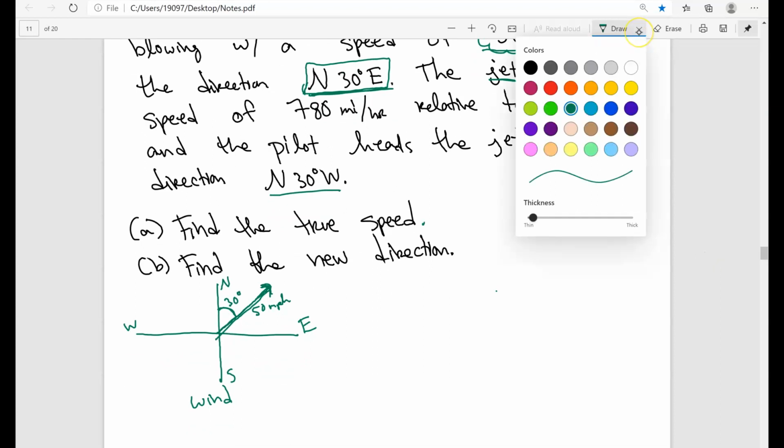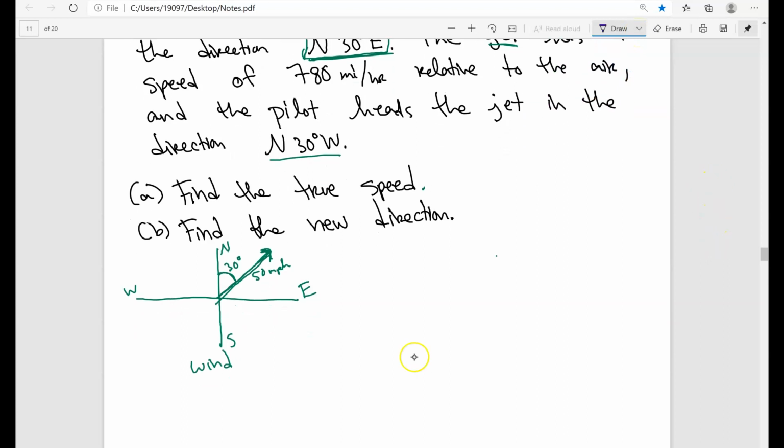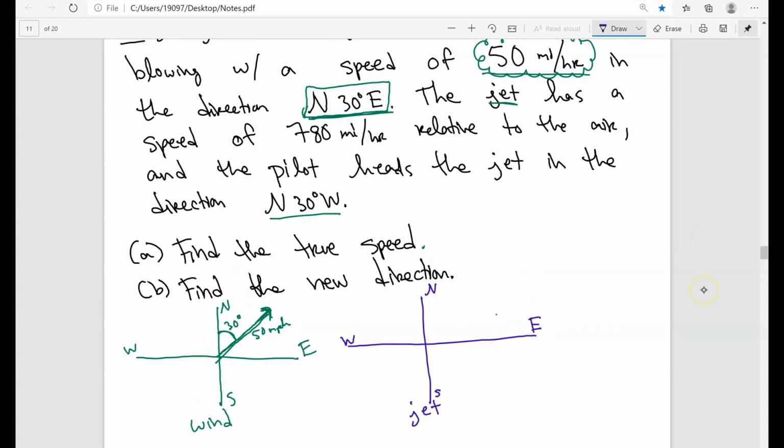Now let's look at the jet. This one also has a coordinate system, north, south, west, and east. It's flying at a speed of 780 miles per hour relative to the air, and it heads in the direction of northwest. So it's going this way. This bearing is also 30 degrees, and the magnitude should be 780 miles per hour. Okay, so we have that.